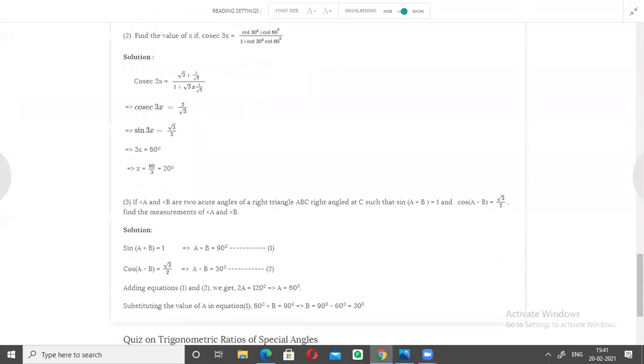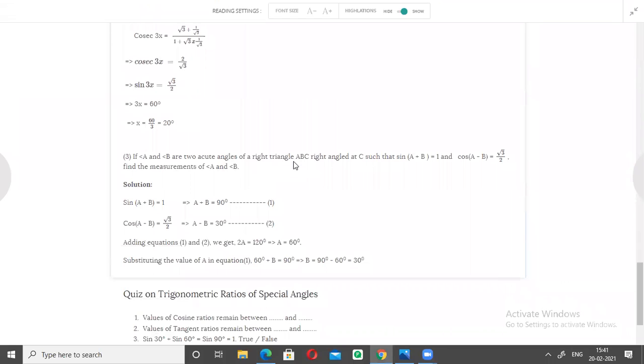If A and B are two acute angles of a right triangle ABC, right angle at C, such that sine of the angle A plus B is equal to 1 and cos of the angle A minus B, the difference of the angles A and B, is equal to root 3 by 2, find the measurements of angle A and angle B. You have to check that this is the total angle; it is not sine A plus sine B.